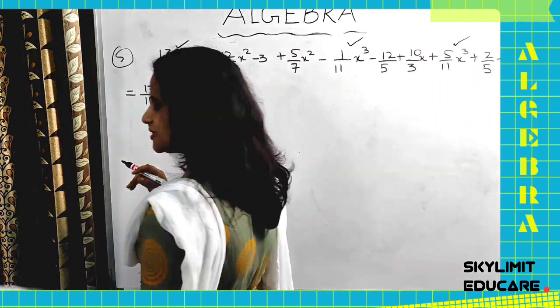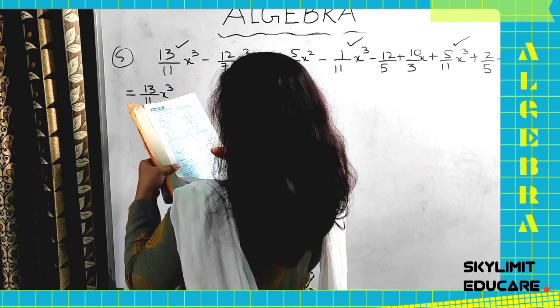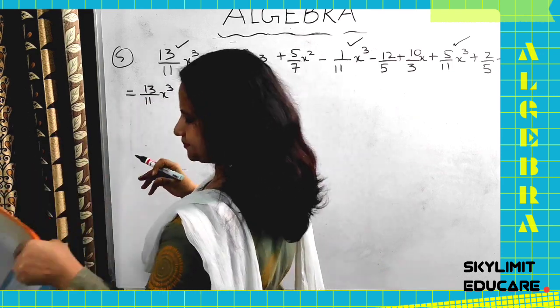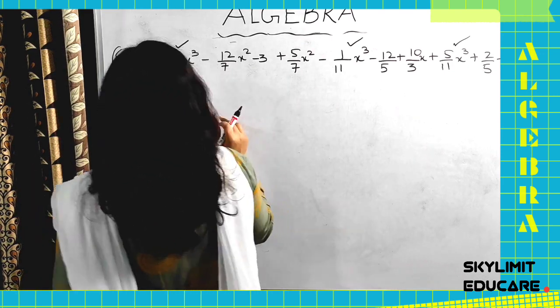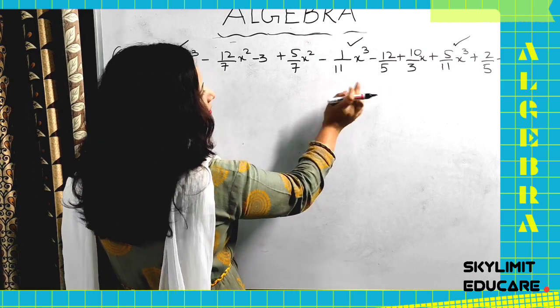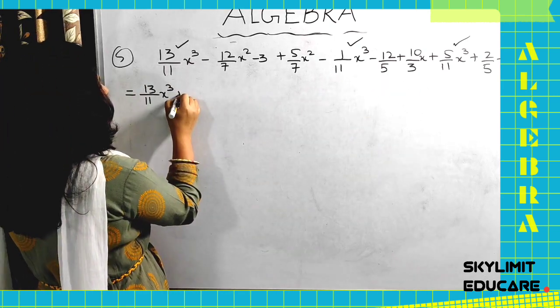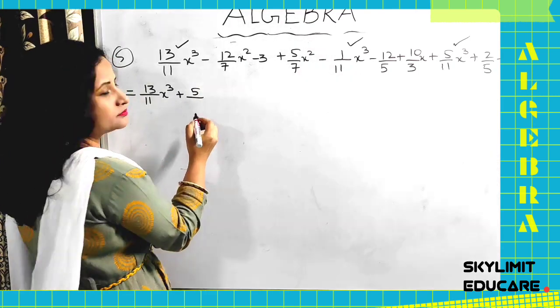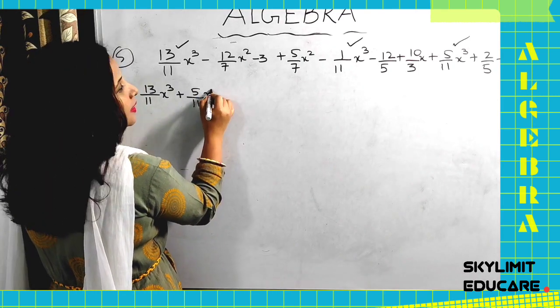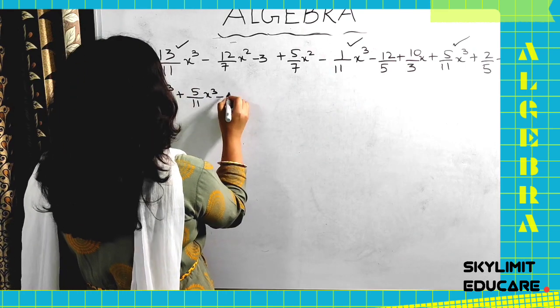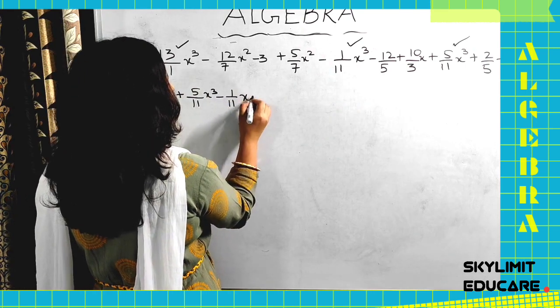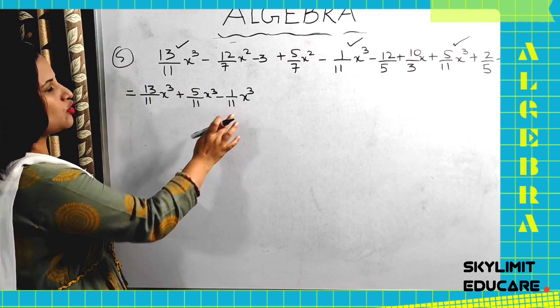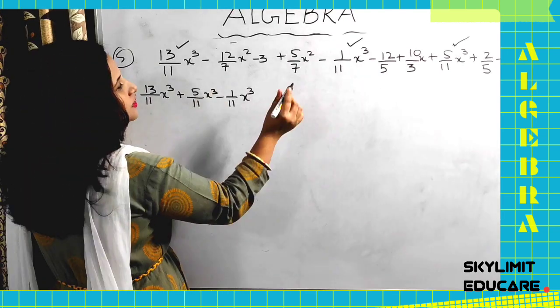Let me check whether the question is correct or not. It's x cube only. Yes. So 13 by 11 x cube, plus 5 by 11 x cube, then minus 1 by 11 x cube, right? I have arranged all the x cube together, so this is over.